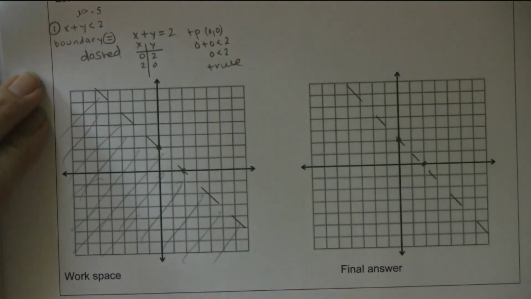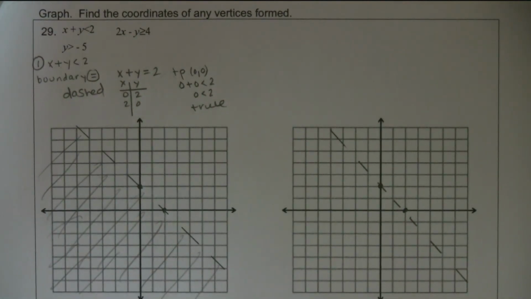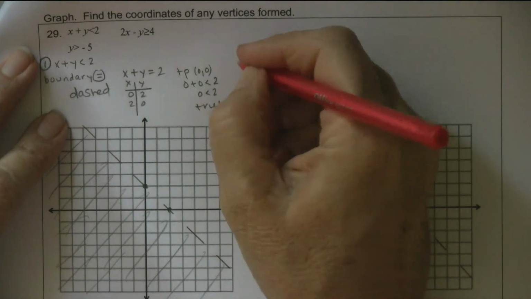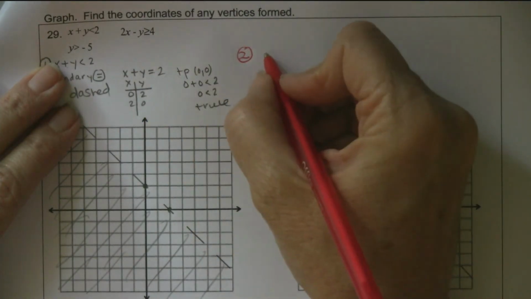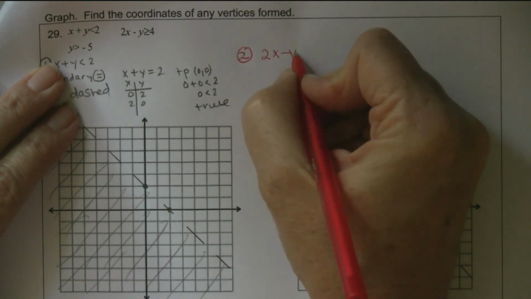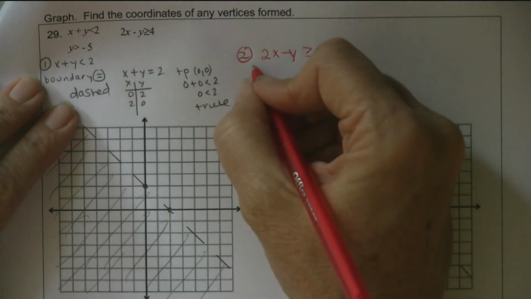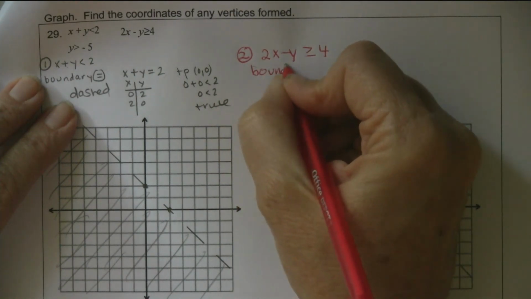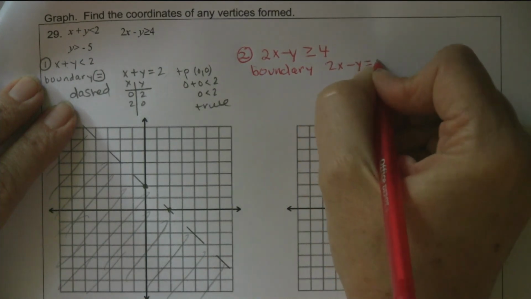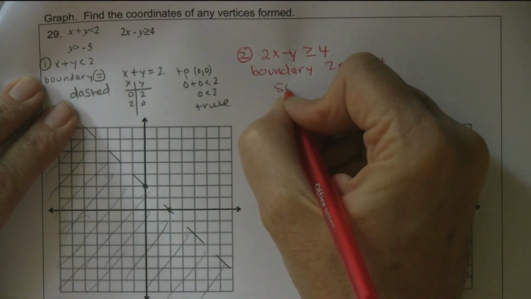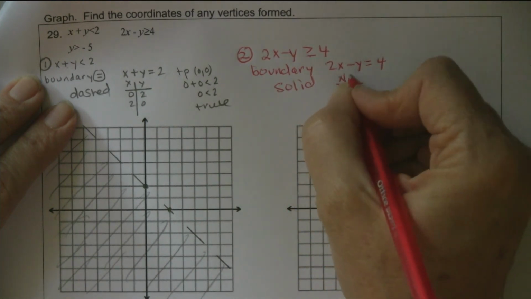And we're going to look for where the shading intersects. I'm going to draw this one in a different color. I'm going to draw it in red. And I'm going to be drawing this one: 2x minus y is greater than 4. So I'm going to be doing the boundary, and the boundary happens at equals. So that's 2x minus y equals 4. It should be a solid line, right? Solid. And I'm going to pick some convenient points.